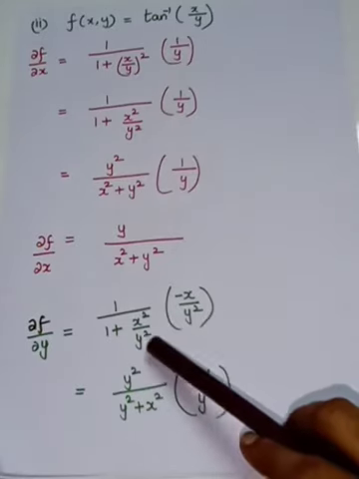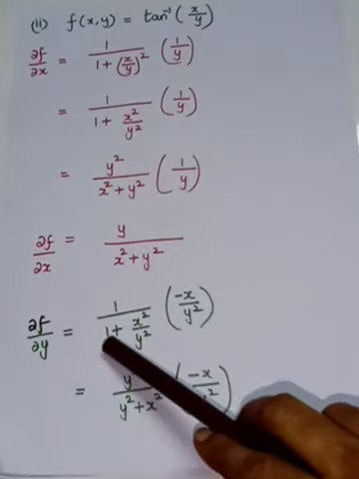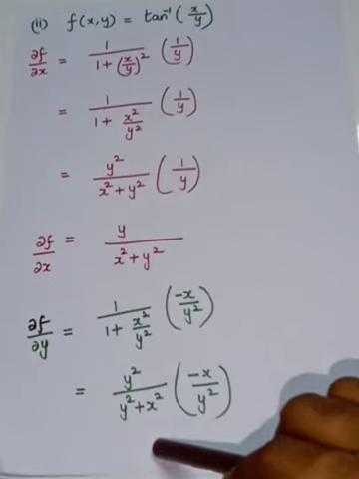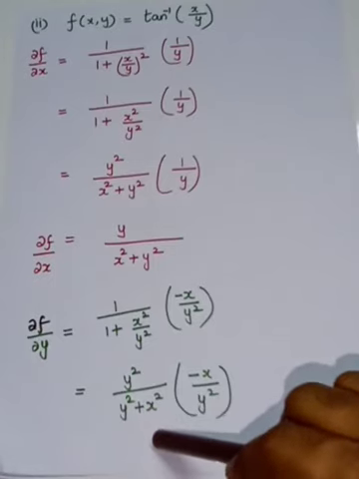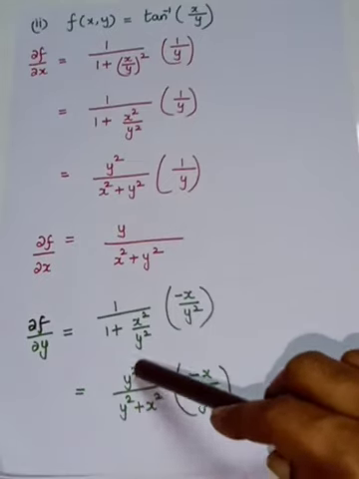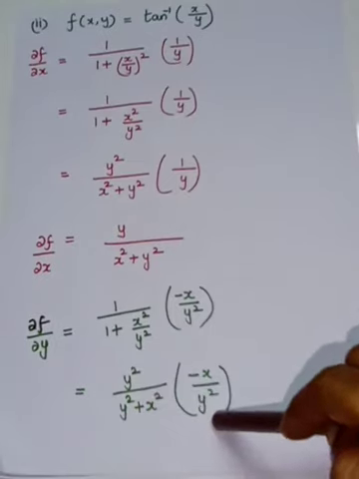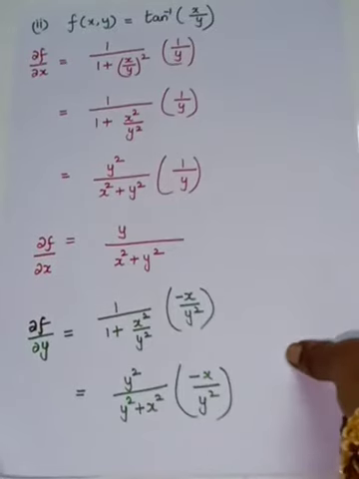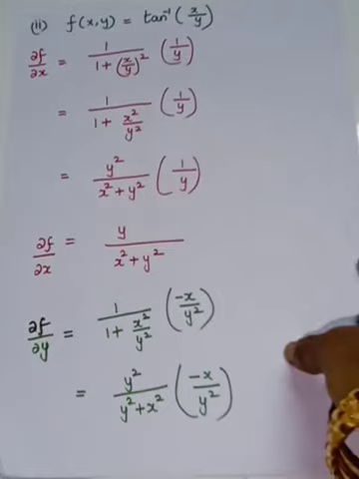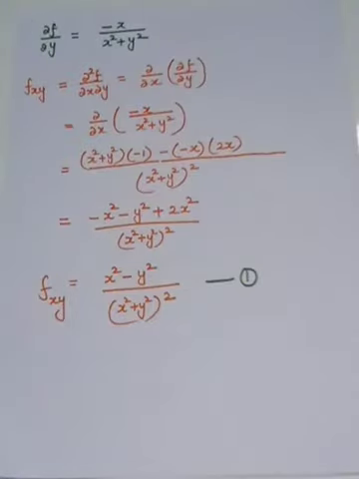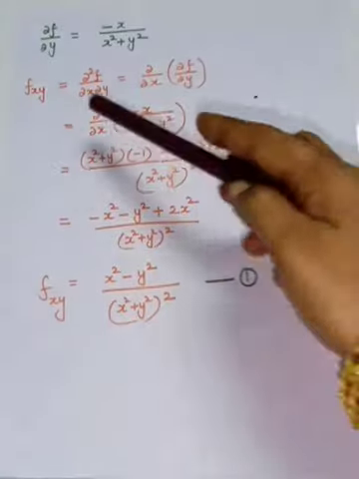Take LCM, which is y squared. So 1 into y squared plus x squared divided by y squared. The y squared of the denominator will come to the numerator and get cancelled with this y squared. So what is remaining is minus x divided by x squared plus y squared. That is your dou f by dou y. So here it is written.